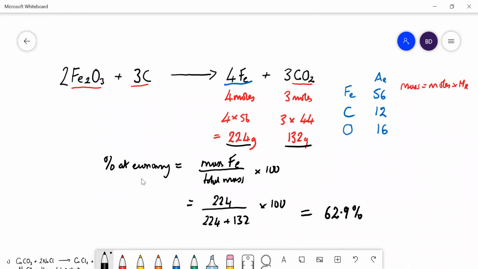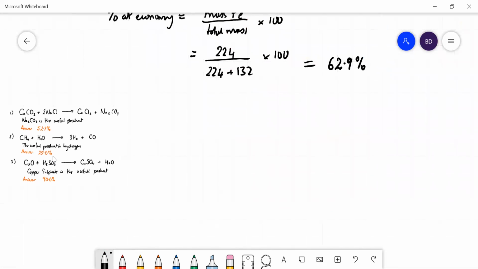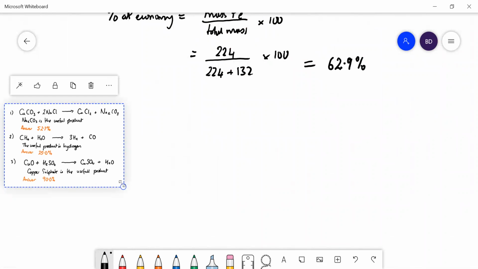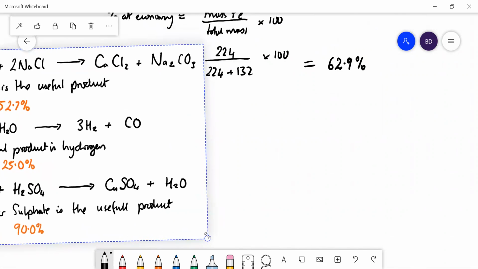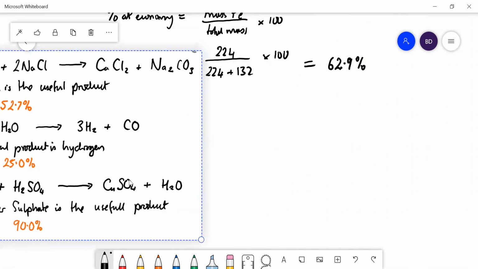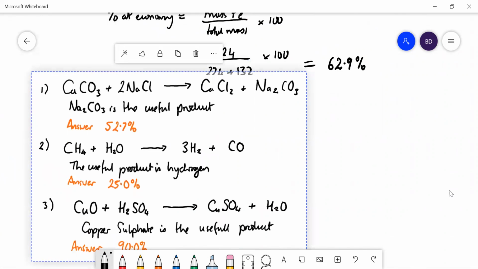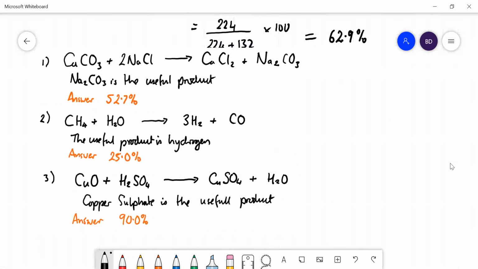Okay, so they are quite easy calculations. Just don't confuse it with percentage yield. And if you want to try some more for yourself, there's 3 more examples there, and it's got the answers there in orange. So when you've worked it out, you can see you've got the right answer.